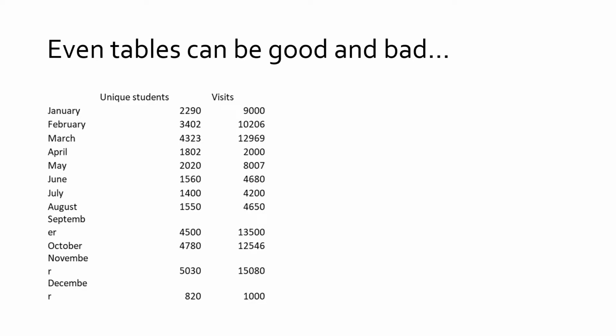Just like charts, even tables can also be good or bad. Here we have a terrible table. We can see some of the columns are not wide enough, with September, November and December dropping some letters down to a second line. The alignment on unique students and visits is actually very difficult to line up to the columns, and it's really easy to read the wrong row. If we look at June and read across, it's actually really difficult to see which line lines up.